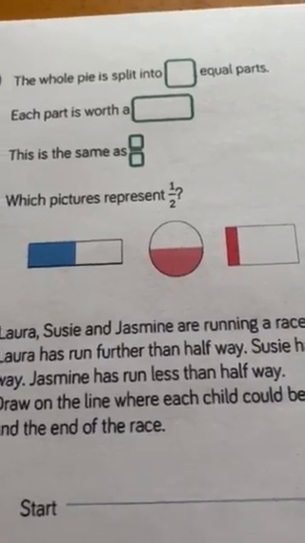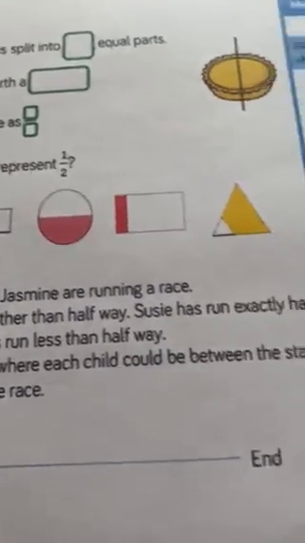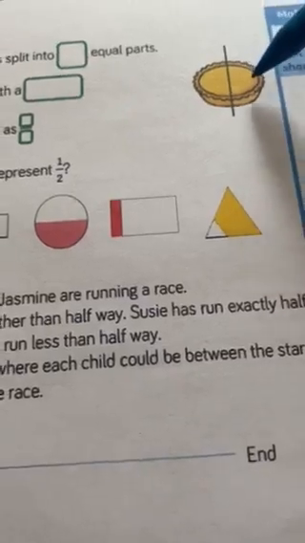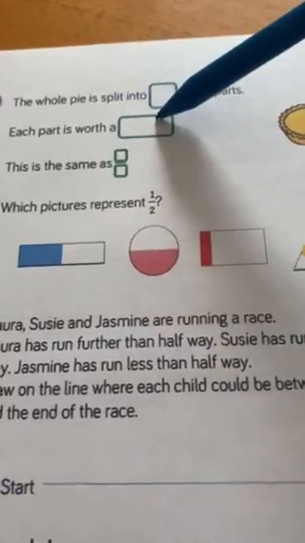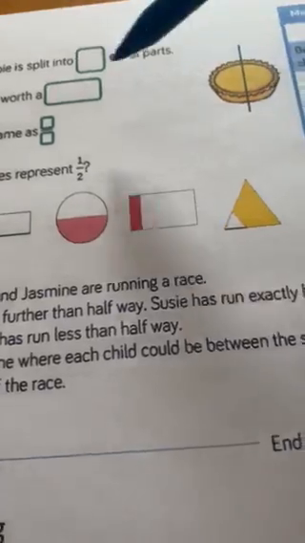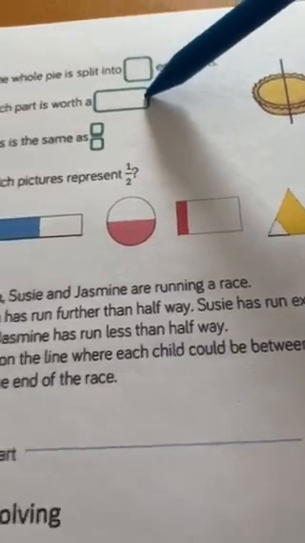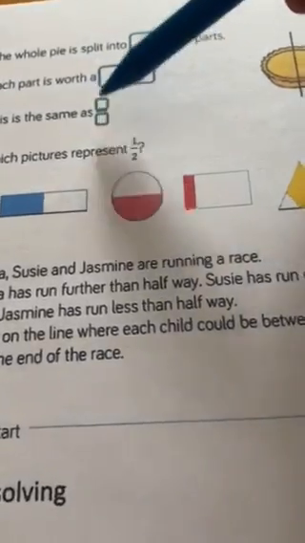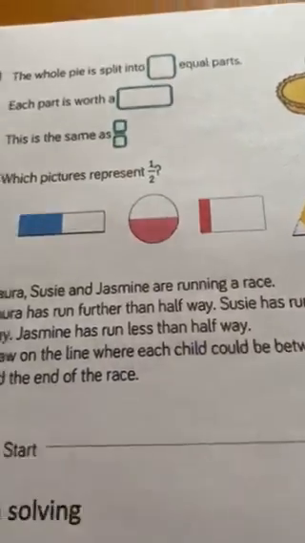Number 1 says, the whole pie is split into how many parts? If you look over there, you've got a pie. Check how many parts you have there, because it's split down in the middle. Write the number in the box. Then it says, each part is worth what? What is one of these parts called? You just have to write the word in there. This is the same as, and write it as a fraction.